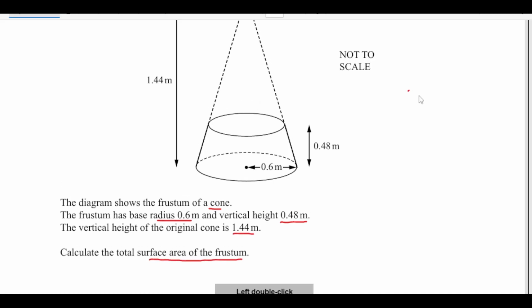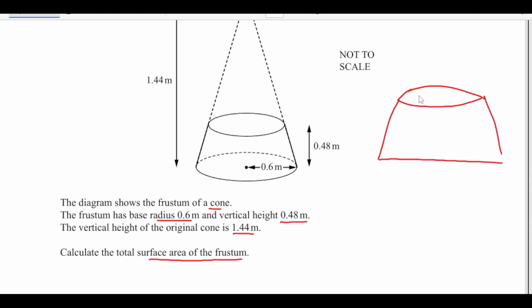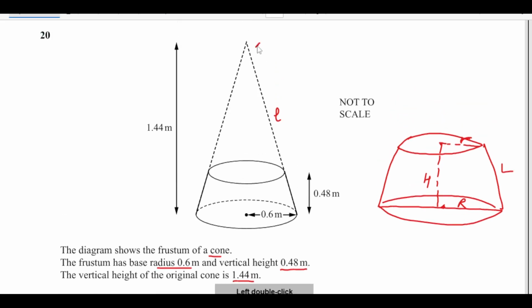So let me draw this again here. This is the frustum of this cone, like this. So this one here is small r, and from here to here is capital R. This is small r and capital R, and this one is the height of the frustum, and this is the slant height. Okay, so here I am taking the slant height of this, from here to here, the cone, this part.